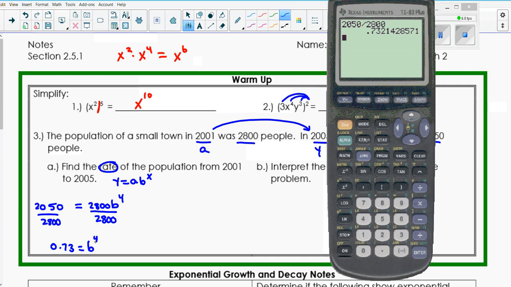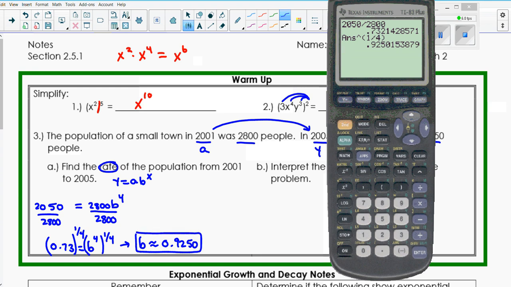If you remember back from Unit 1, if I want to undo raising to the fourth, I raise to the reciprocal power. So I raise to the 1/4. And this is going to tell me that my rate is about... I'm going to use that exact answer, so I'm going to raise that to the 1/4. Okay, and it gives me that. If you remember back in Unit 1, we used 4 decimal places. So I'm going to say 0.9250. Okay, and that would be our rate.